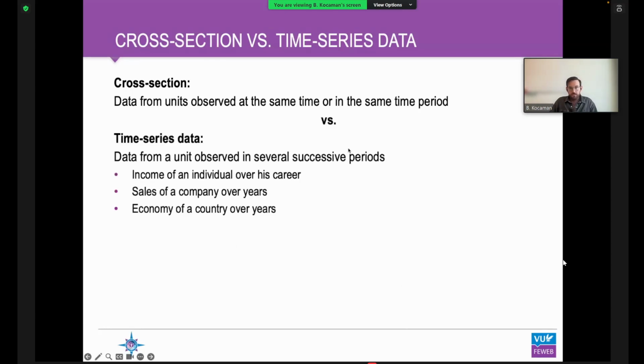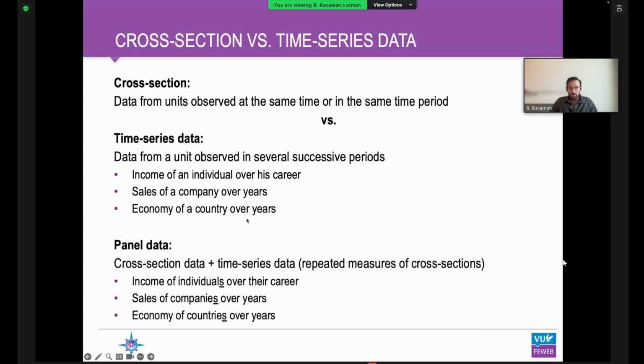But if you have a time dimension as opposed to different units, then this is called time series data. So you have one unit observed, so it can be, for instance, a country. Then you take measurements in successive periods. So you have some examples here. This can be the income of an individual over his career, sales of a company over a year, and the economy of a country over years, for instance.